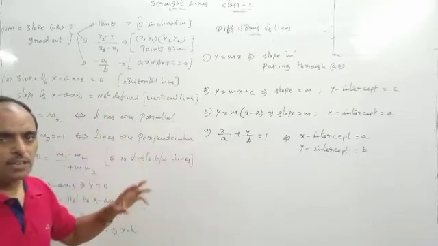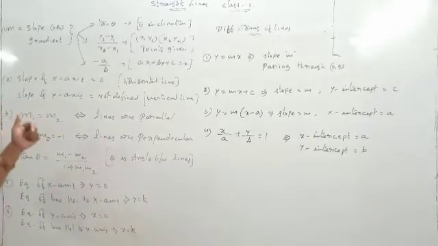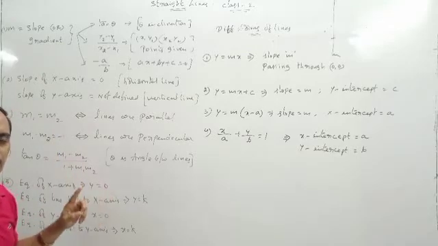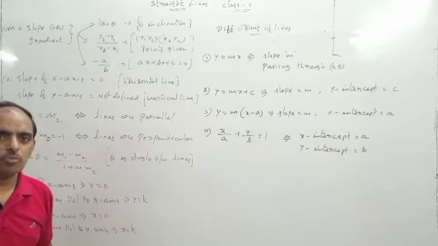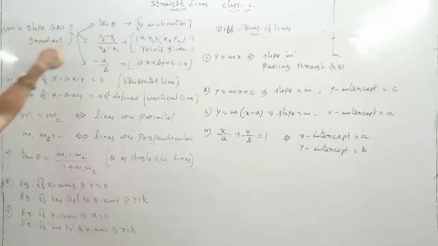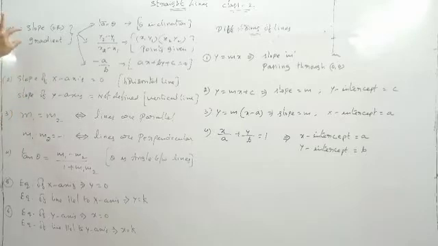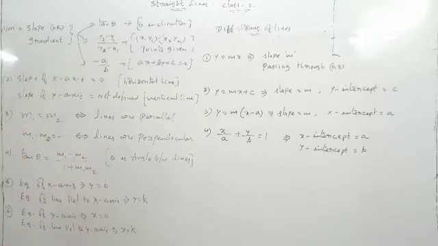I am explaining whatever concepts I explained in the previous class. Let me remind you of slope. If theta is the inclination, what is inclination? If a line cuts the x-axis at some angle in the anti-clockwise direction, that angle is said to be the inclination of the line. Then tan theta is called the slope of the line. Slope is also called gradient. So when inclination is given, tan theta is the slope.